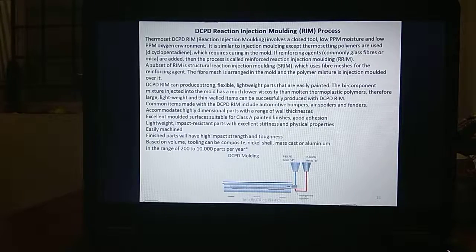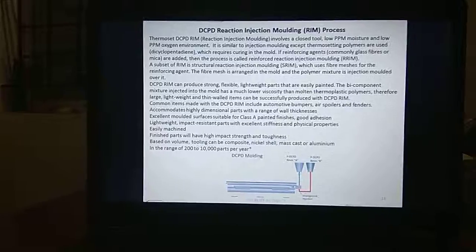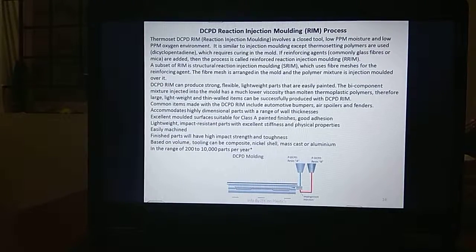Now let us look at reaction injection molding. DCPD is also a thermoset material, and parts are manufactured through reaction injection molding, which involves a closed tool and a low moisture and low oxygen environment. It is similar to the injection molding process, except that a thermoset polymer is used.